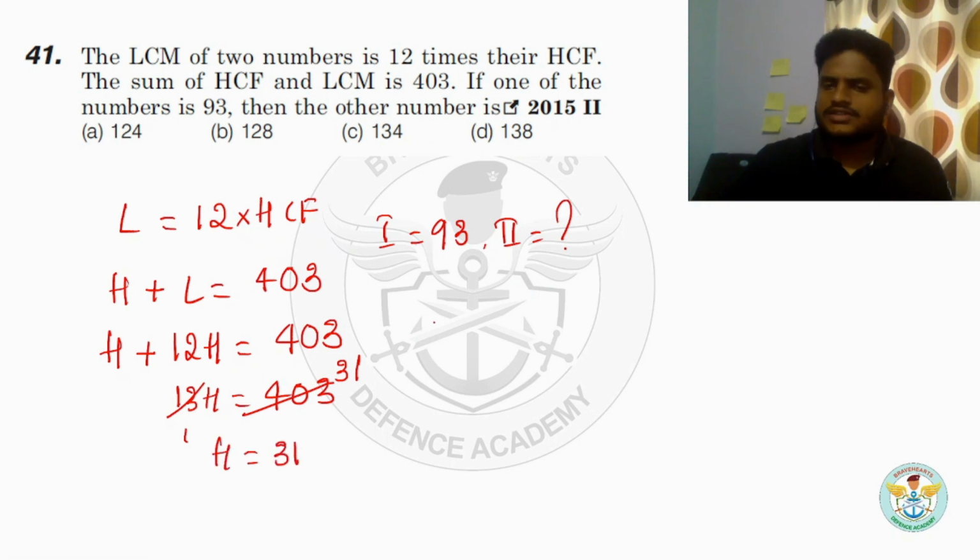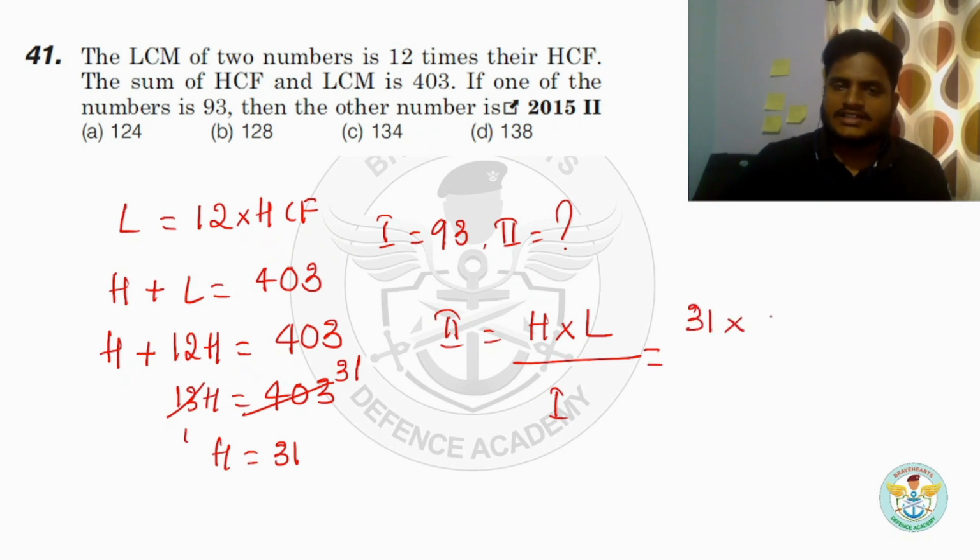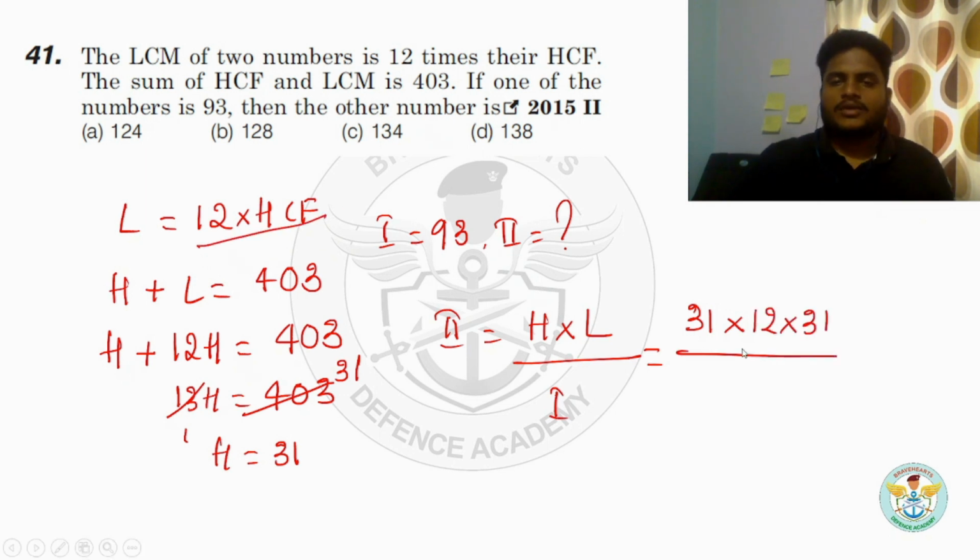All you need to do is find out the second number. The second number formula will remain the same: HCF into LCM divided by your first number. Here HCF is 31. LCM is 12 times HCF, that is, it can be written as 12 into 31. I hope I'm not wrong here. We divide it by the first number, that is 93. 31 ones are 31, 31 threes are 93, so 31 cancels. Again, we are back to 31 into 4.